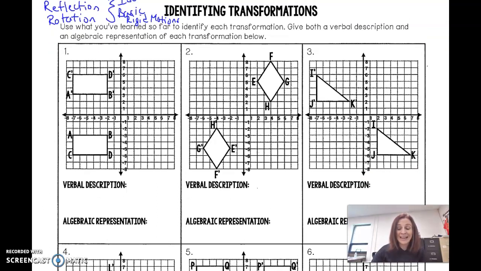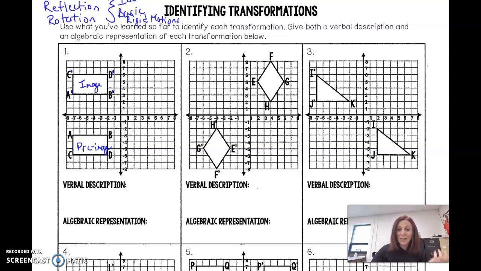Okay, so again, identify our pre-image and our image. This is our pre-image. This is our image. How do I know that? Well, I look for the primes, the apostrophes, right? Okay, so we're going from here to here.